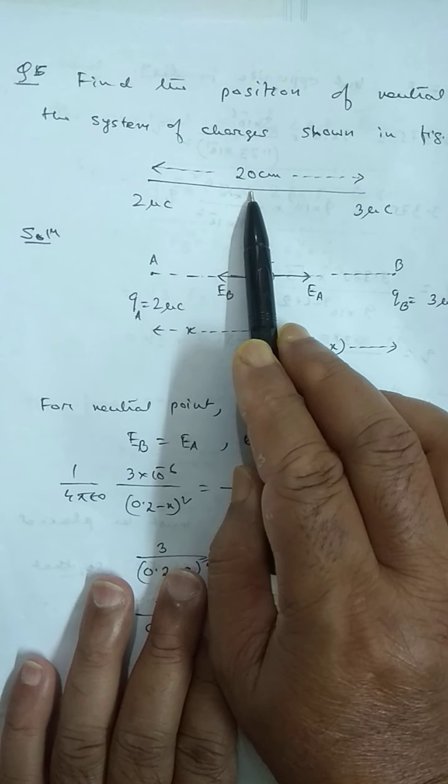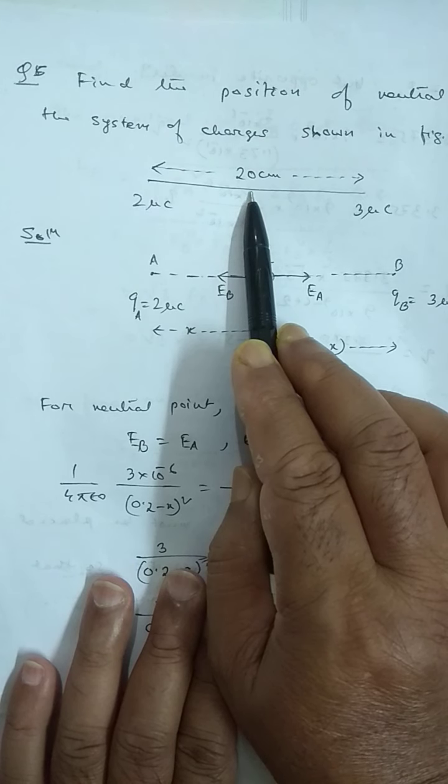Neutral point means the position of zero electric field intensity. So if the electric field has to be zero for two charges, that means the electric field at a point for both the charges should have equal magnitude, and if their directions are opposite, then they will cancel each other and the net field will be zero.